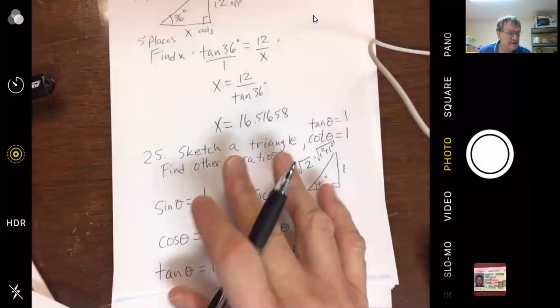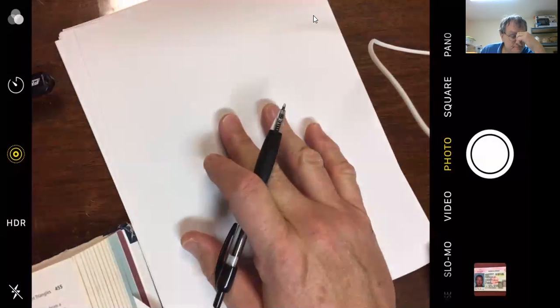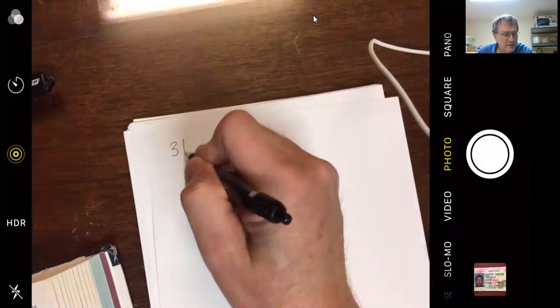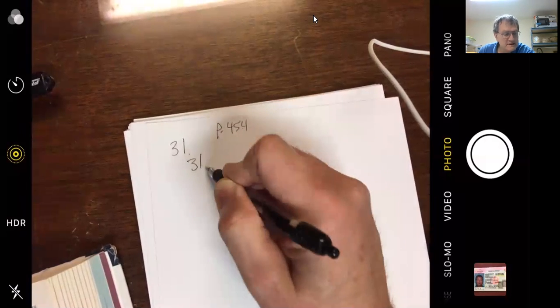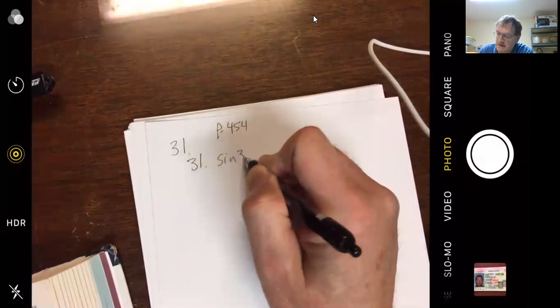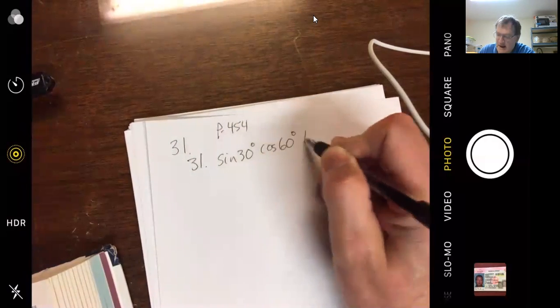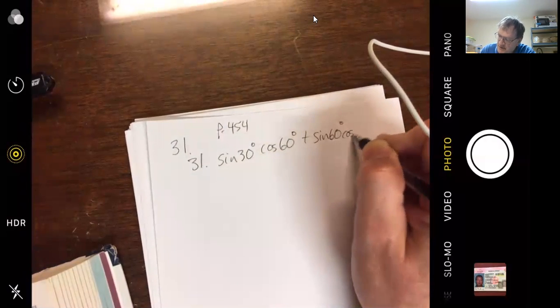All right, let's see. Evaluate an expression. It says without using the calculator. You can go ahead and use the calculator. What they want you to do is something like this. It's page 454. Sine of 30 degrees, cosine of 60 degrees, add a sine of 60 degrees, cosine of 30 degrees.